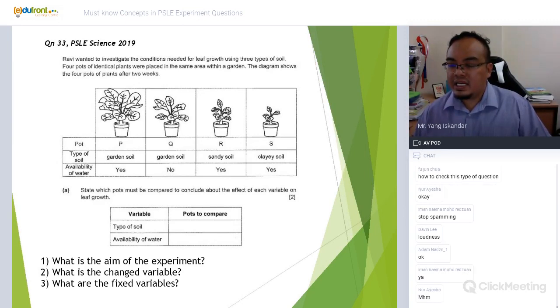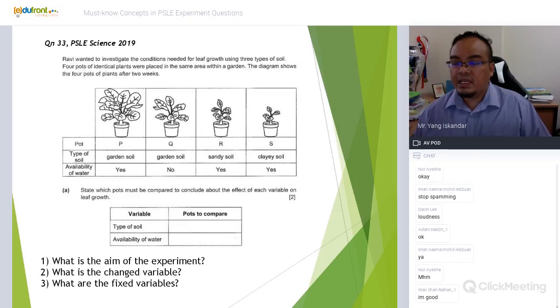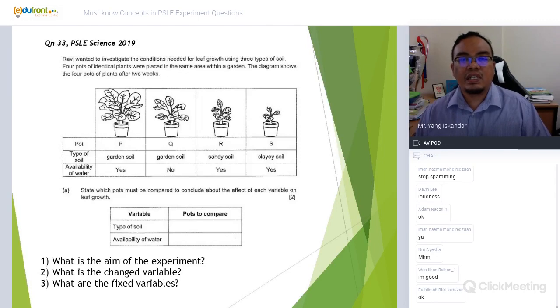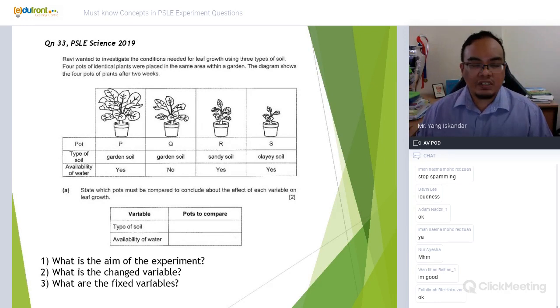Okay, Haziq asks, what are the keywords to find which is the aim? The aim is usually given. One of the key things to identify whether it's an aim or not is to see the change variable. The change variable is always in the aim of the experiment. And it is usually at the start of the experiment that they tell you the aim. What is the aim of the experiment? Like this question, let's take a look.